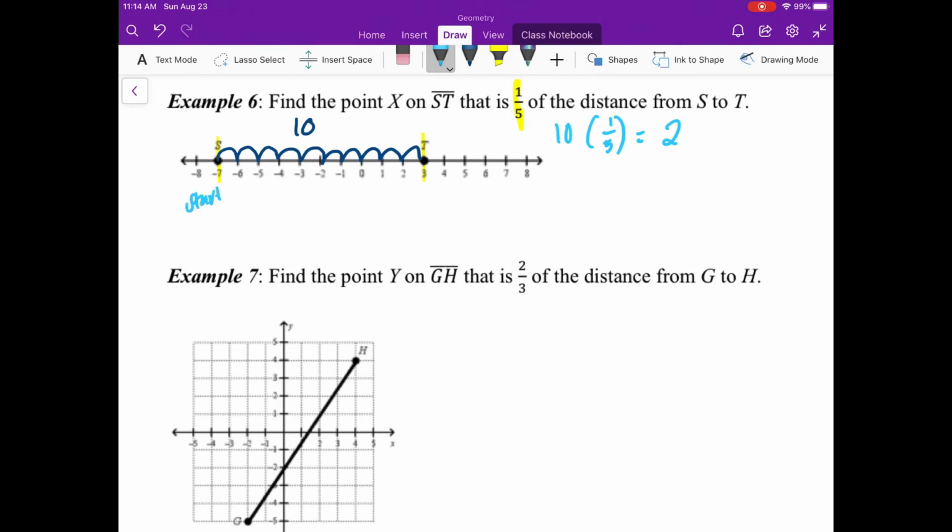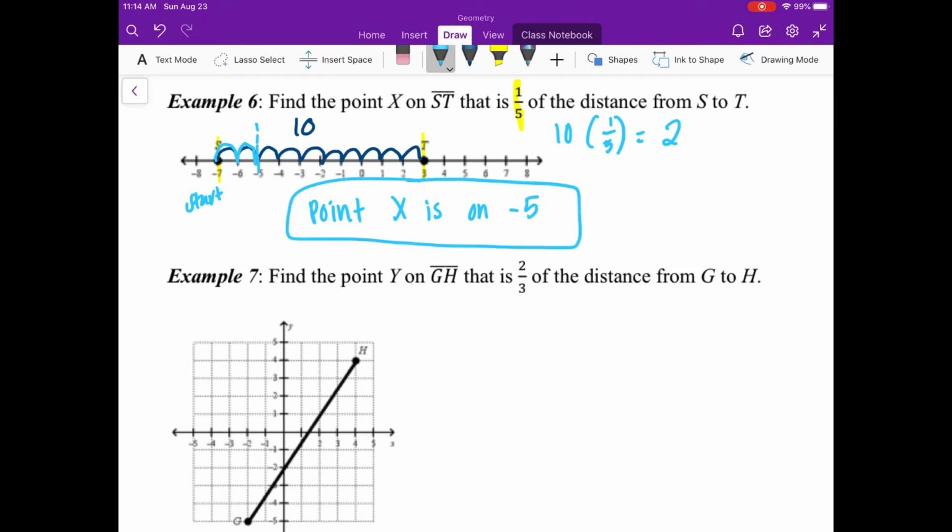So starting at S, I want to just jump over 2 units. And I landed right here on -5. So I would say point X is on -5, because I'm just looking for 1/5 of the total distance. I'm not going all the way to the halfway mark. I'm just going 1/5, and we found out that 1/5 of 10 is 2. So think about just taking 2 steps from your starting point, and you ended up at -5.